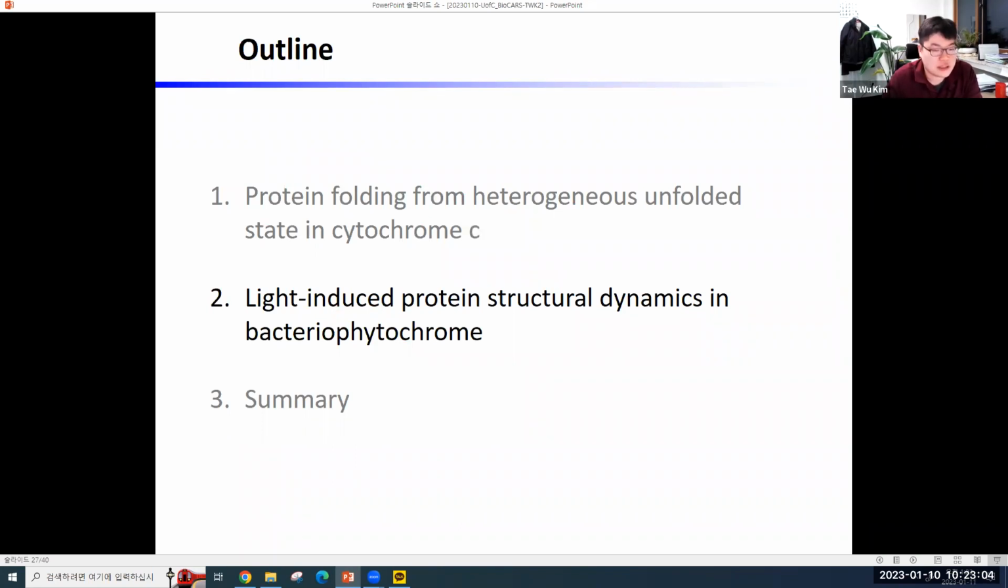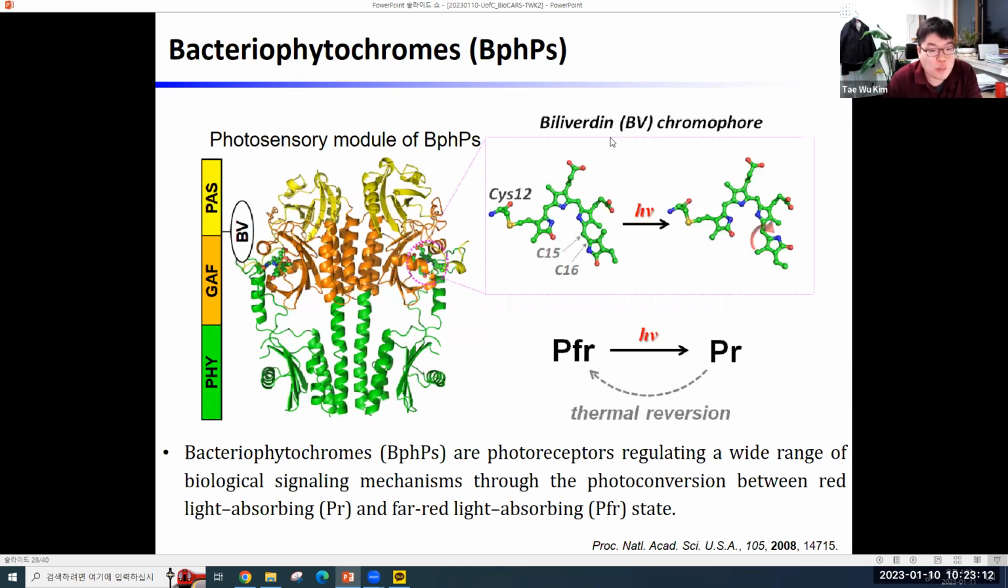That's the study about the light-induced protein dynamics in bacterial phytochrome. Bacterial phytochrome is one of the well-known photoreceptors in living organisms. In our living organisms, such as plants, bacteria, and fungi, this phytochrome can regulate a wide range of biological signaling processes. This biological signaling pathway mechanism includes some isomerization of the bilin chromophore like this.